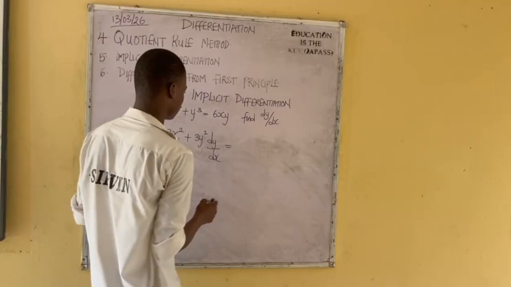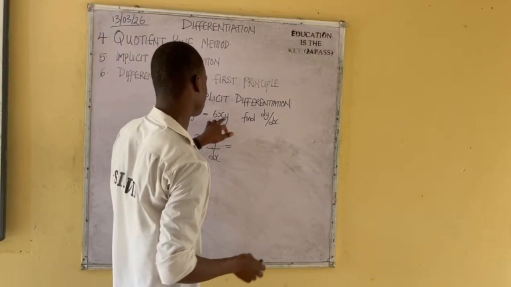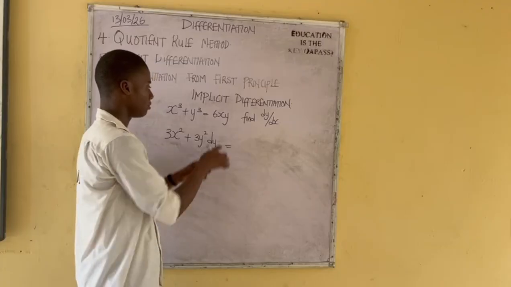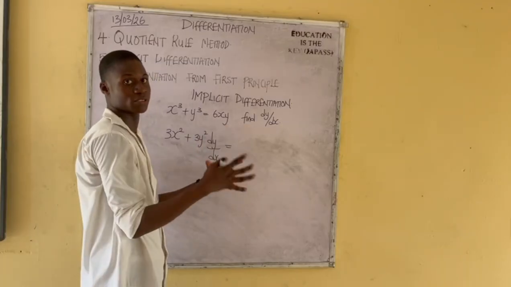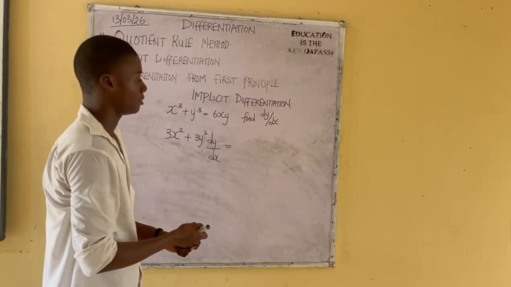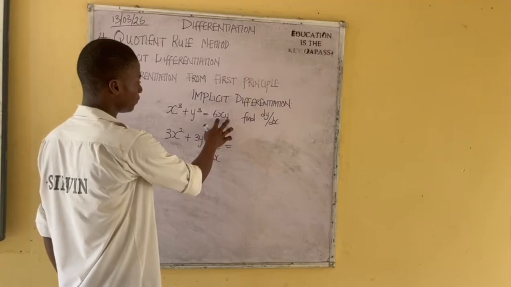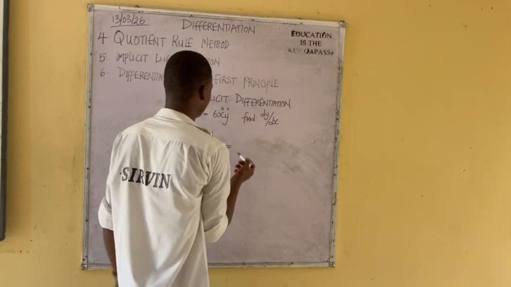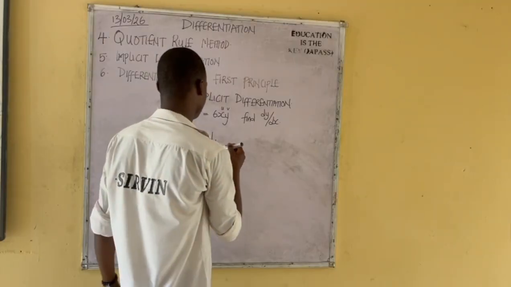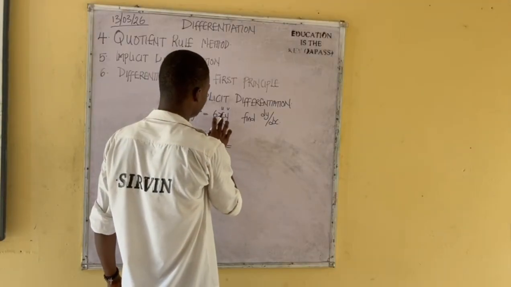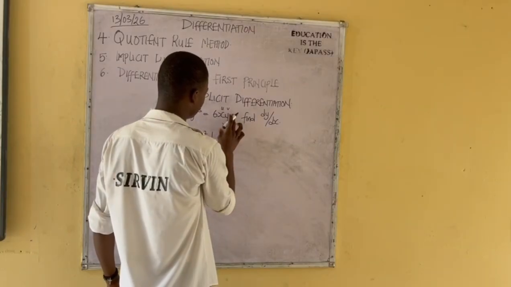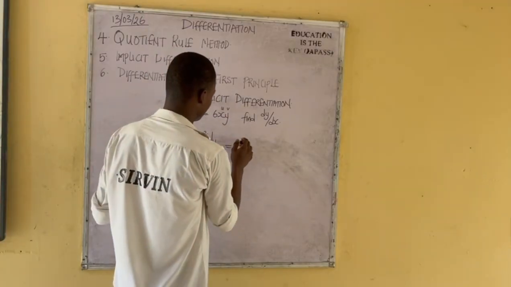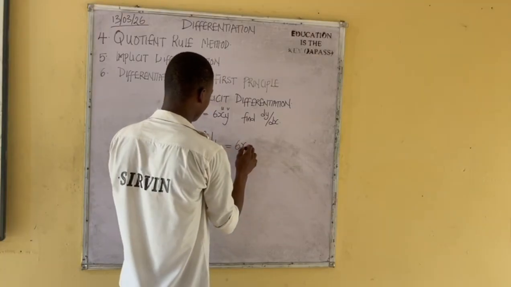So this equals 6xy. This one has to do with the product rule. Remember, this is done together. Product has to do with two things being joined together. We are going to use the product rule method to solve it. So let's assume this is u and this is v. If I keep this one constant, I'll retain this one. So this will give me 6x, keeping this one constant.